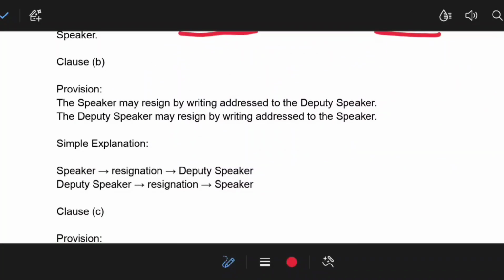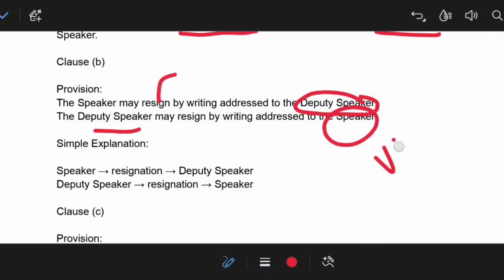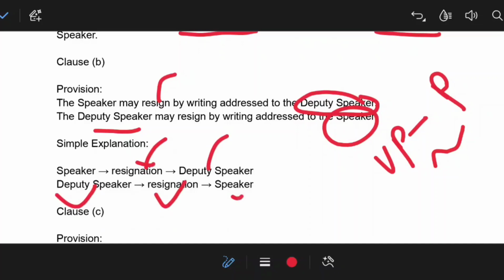Clause B. The Speaker may resign by writing addressed to the Deputy Speaker, and the Deputy Speaker may resign by addressing the Speaker. Just as the Vice President may submit his or her resignation to the President. So if the Speaker wants to resign, then he has to submit his resignation to the Deputy Speaker. And if the Deputy Speaker wants to resign from his post, then he or she also should submit a resignation to the Speaker. That is the simple meaning. Okay. So Speaker resigns to the Deputy Speaker, Deputy Speaker resigns to the Speaker.